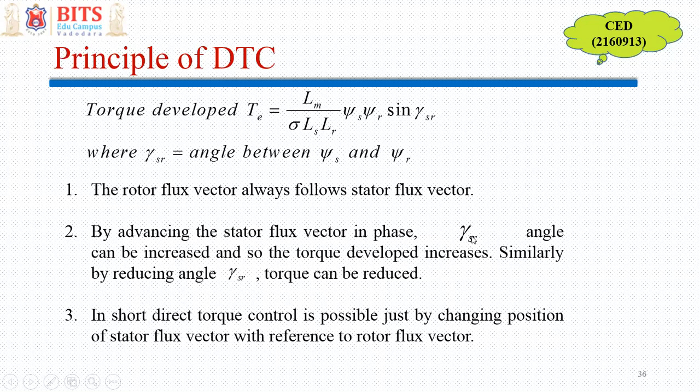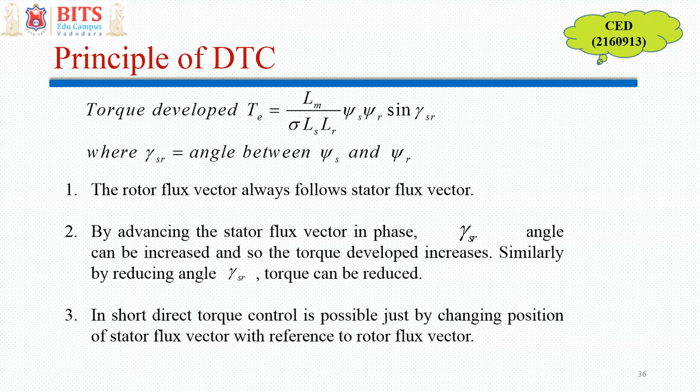If everything else is constant and this angle gamma increases, torque increases. Torque is proportional to sine gamma. And sine 90 degrees is maximum, sine 0 is 0. That means by increasing this angle, I can increase torque, and by decreasing this angle, I can decrease torque. So if I can change the angle between stator flux and rotor flux, I can increase or decrease torque. I can always change the value of fluxes as per my requirement. But generally, motor control is done by maintaining constant flux and changing torque as per the requirement, right?